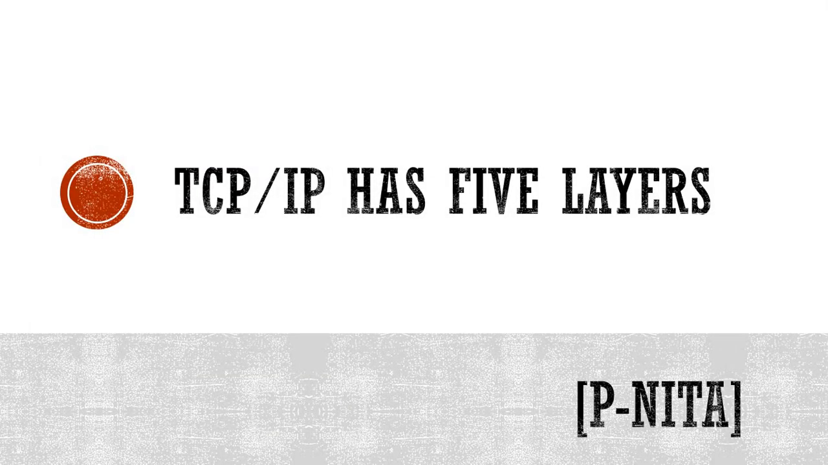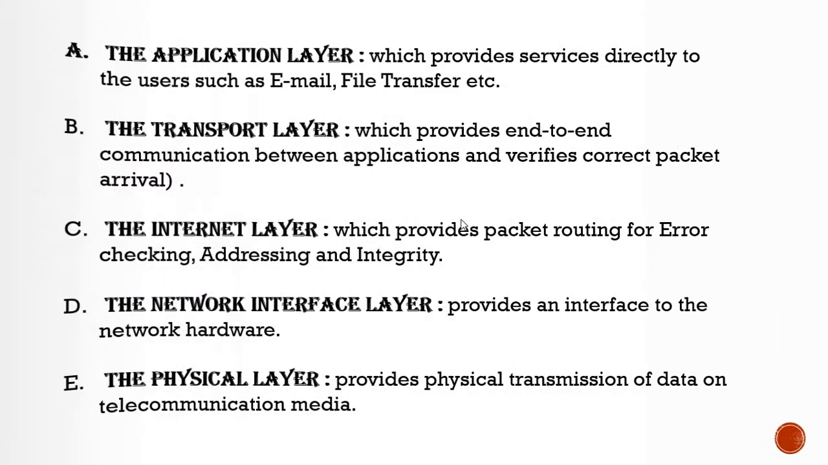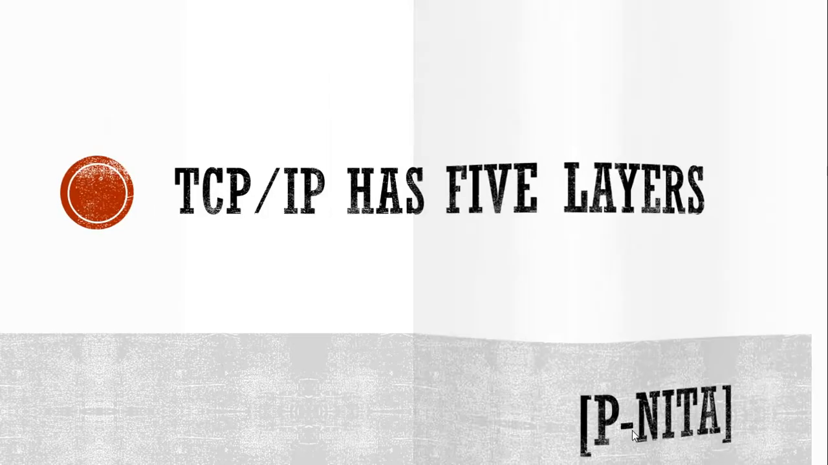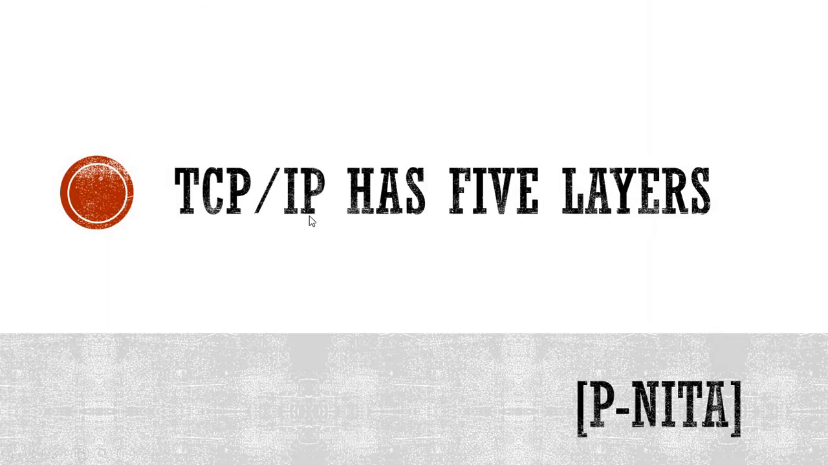Basically, TCP/IP has 5 layers, and to remember these 5 layers, there is a shortcut, that is PNITA. So what is this PNITA? Let's see. P stands for physical layer, and NITA: N for network interface layer, I for internet layer, T for transport layer, and A for application layer. So that is the easiest way to remember the TCP/IP layers, that is PNITA.